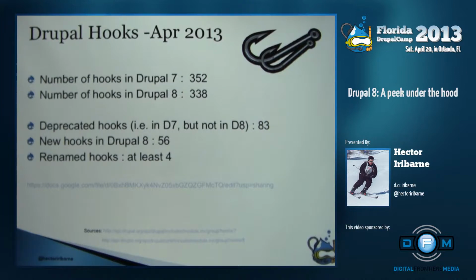So just to give you some statistics, there are slightly fewer hooks in 8 than 7, and there are actually 83 hooks that are now deprecated, which means they used to be in 7 but are not in 8. There are 56 new hooks in 8, and a few hooks are being renamed, so you have to watch out for those. I created and shared this Google Doc, a spreadsheet that has all the hooks listed.